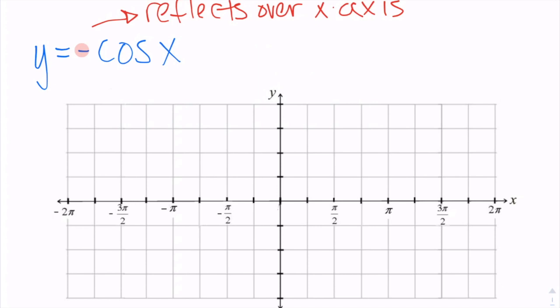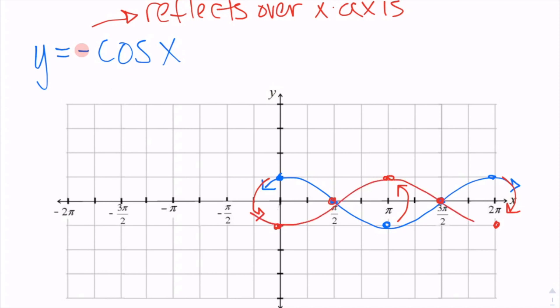Here, I'll graph the parent function quickly first for you. The parent function will be in blue, and then I'll graph the transformed function in red. So we're going to reflect all of these points over the x-axis, and then we connect with a smooth curve. Get rid of those arrows on the end so it's not confusing.